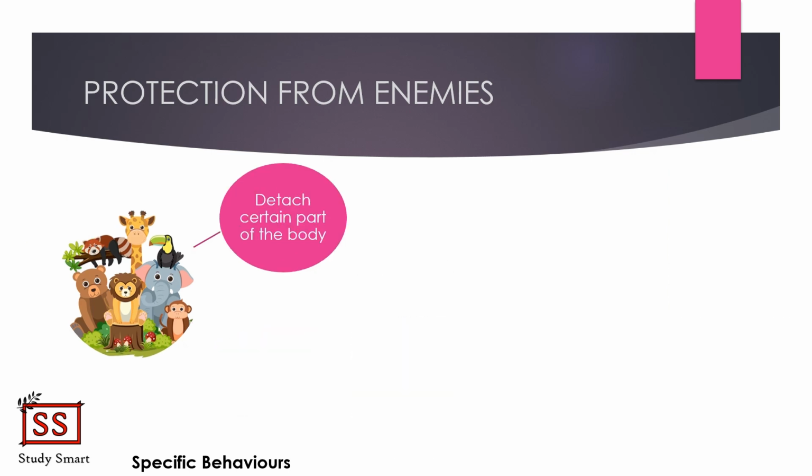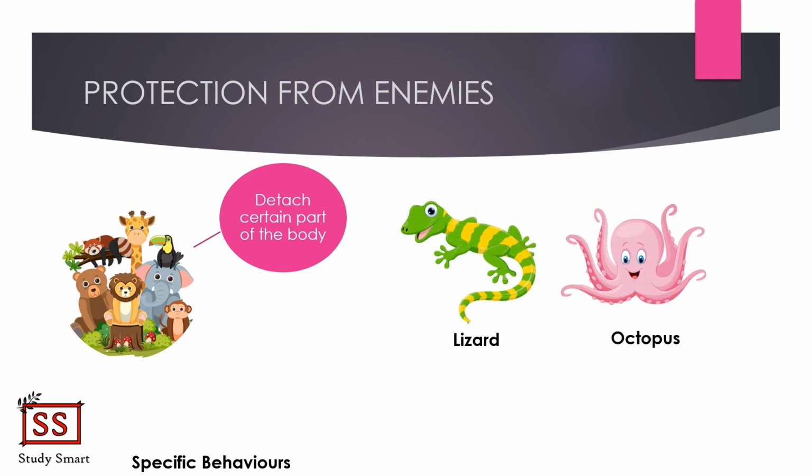The next behavior is detaching certain parts of the body. Many lizard species can detach their tails when they feel threatened. The detached tail continues to move, distracting the predator and allowing the lizard to escape. Octopuses can lose an arm to escape a predator. The arm will eventually regrow.